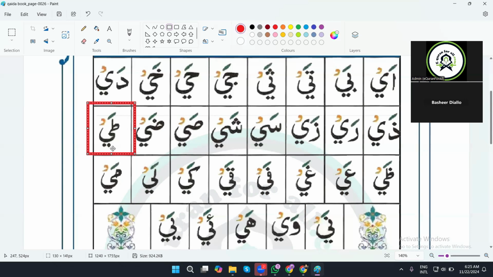Okay? Yes. Let me also tell you one tip about the bold letters. The easy way to pronounce the bold letters and make them bold is that whenever you want to read a bold letter, just round your lips and then pronounce it. So it will automatically become bold.